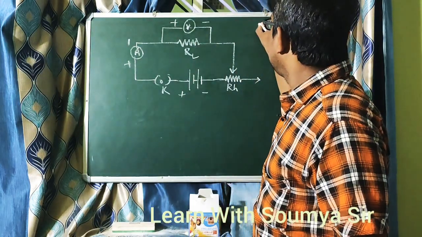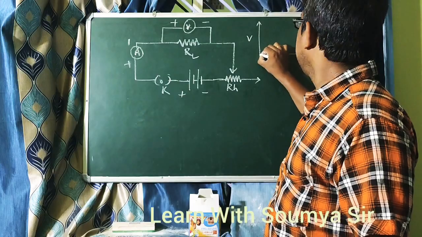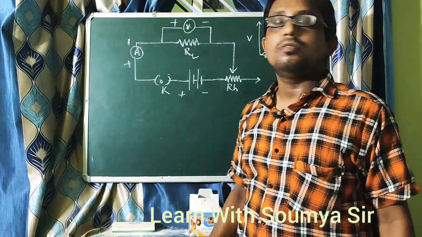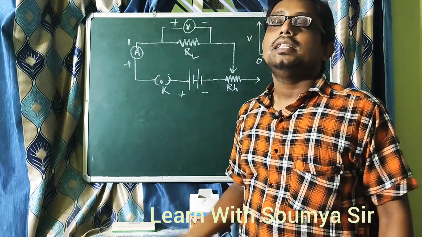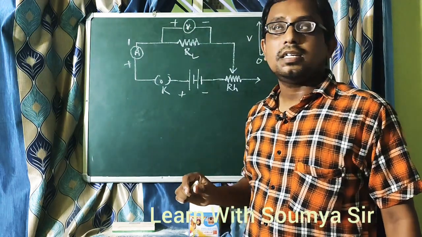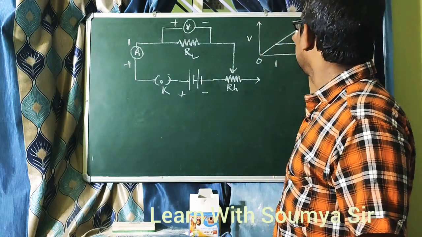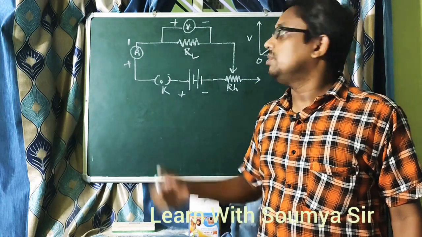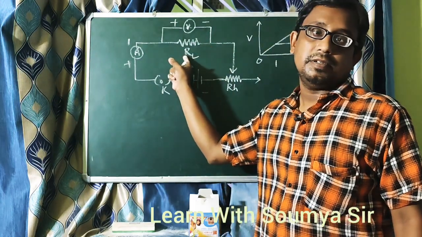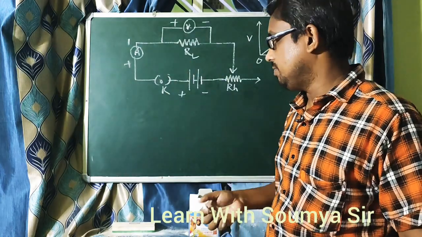And if you plot the graph between voltage and current, the graph will be a straight line passing through the origin. If the graph is a straight line, then your experiment is correct, and the slope of this voltage-current graph will give the resistance of the conductor. You have to find this resistance. Clear?